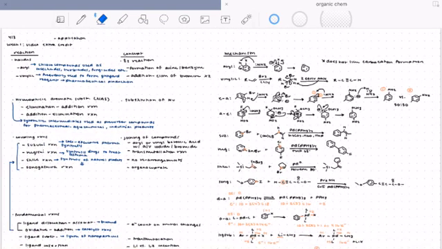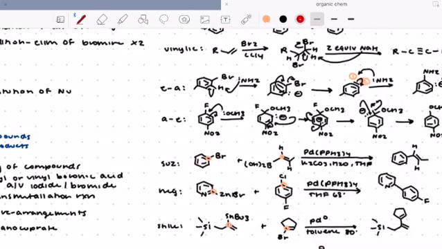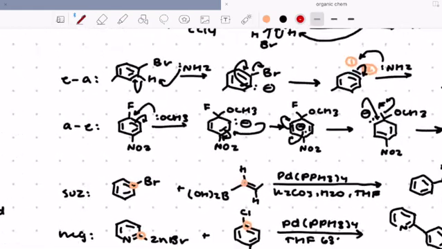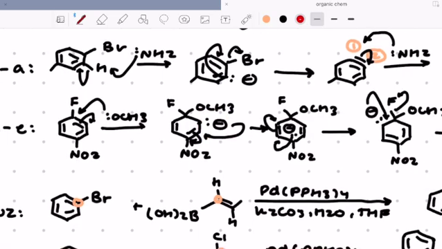Next, we're going to be looking at addition-elimination reaction. So an addition-elimination reaction is pretty straightforward. Again, you're going to be adding on that compound. You can see here that the addition of the OCH3 group caused a rearrangement of electrons, making this aromatic negative due to the valence electron pairs.